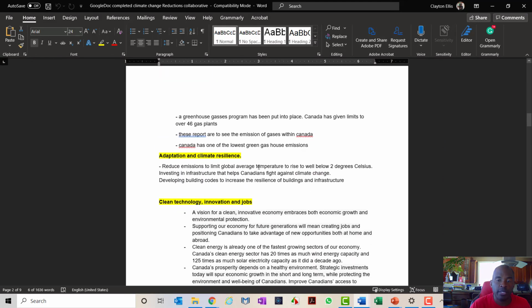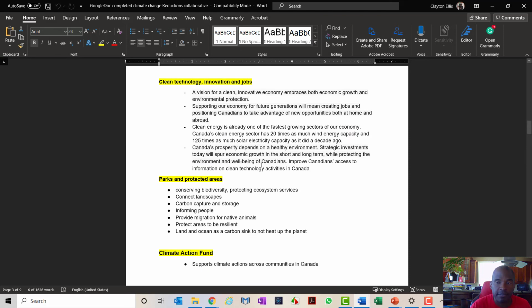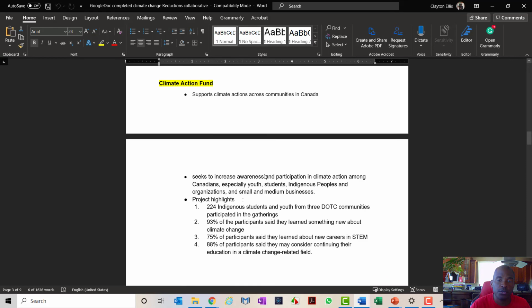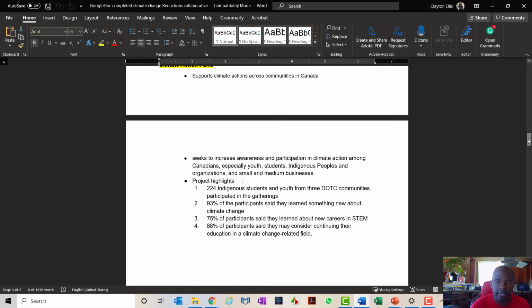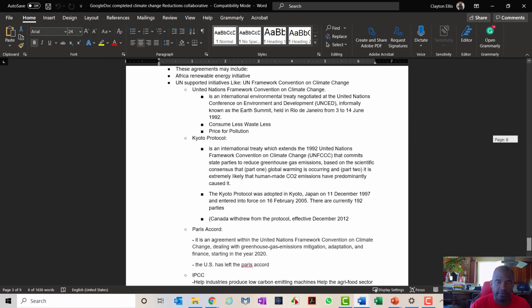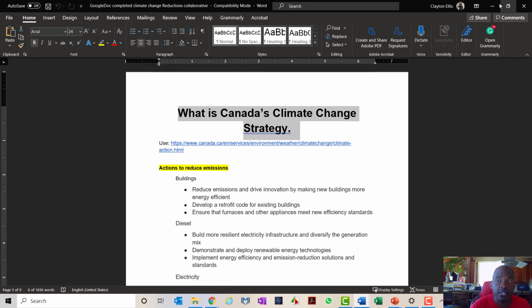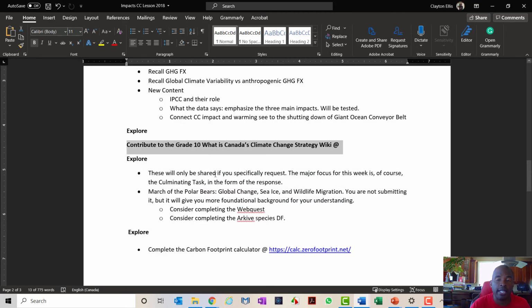And in this wiki, these are very specific actions that we can take as Canadians in order to reduce the impact of climate change. Right? So that's what this wiki is. So I encourage you to at least look at it and incorporate some of that information into your response.